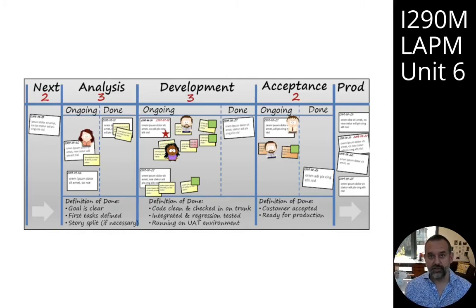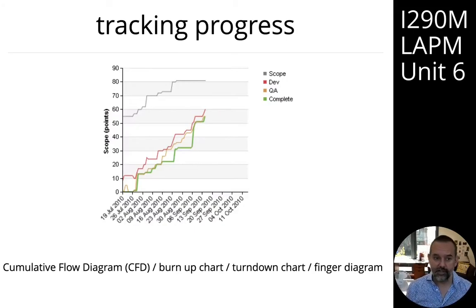Another thing that's important to do is actually track work. This is particularly important when you have longer iterations like 2 to 4 weeks to be able to actually see how you're doing. And one common visualization to track work is the cumulative flow diagram, sometimes called a burn-up chart or a burn-down chart or a finger diagram. On this chart, you can see how much work is planned, that's the grey line, and then you can see work that's moved through the various statuses that are represented by the columns on your story wall.